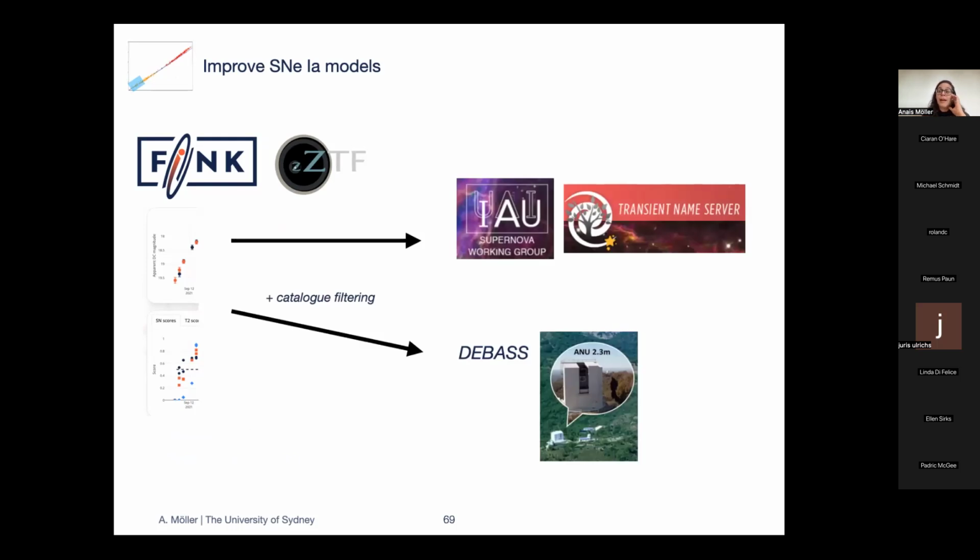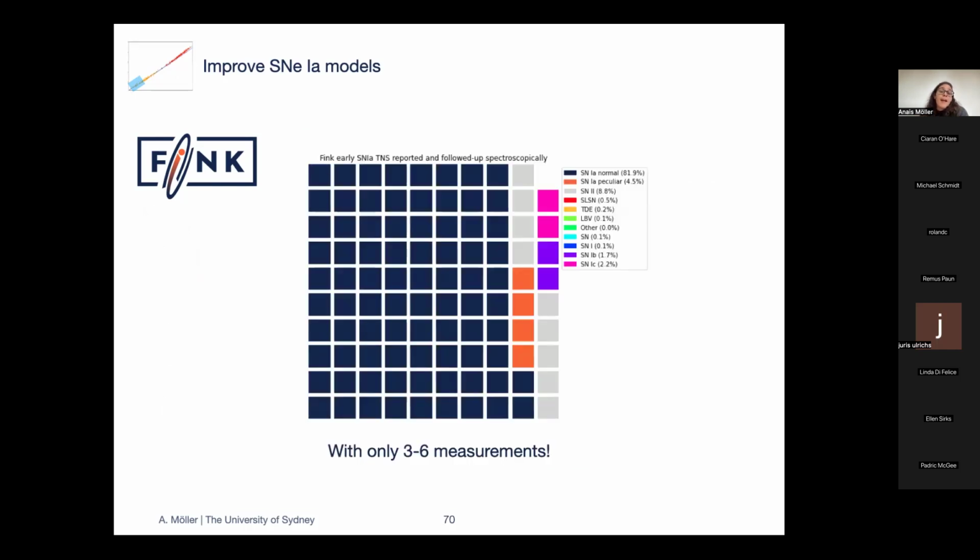So we have implemented a stream that automatically reports all of the type Ia supernova candidates to the Transient Name Server, which is the International Astronomical Union mechanism to report them. We're also sending these candidates to DIVAS, which is a project that we have at the ANU 2.3 meter to get very early type Ia supernova. We have been quite successful in identifying early type Ia supernova, even with so little data. In dark blue, you see all of the things that have been classified as type Ia supernova. In orange are the peculiar type Ia supernova, the ones that are not really normal. And in gray and other colors are other types of supernova.